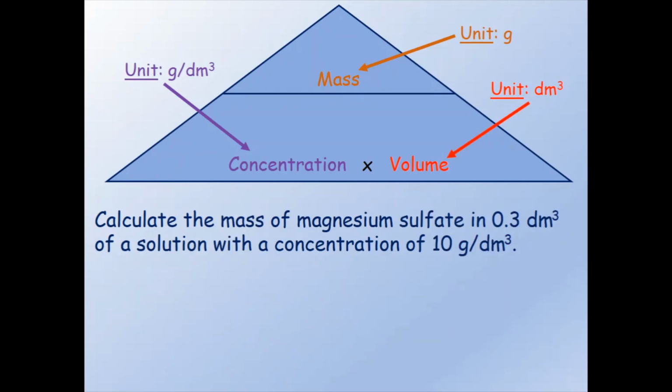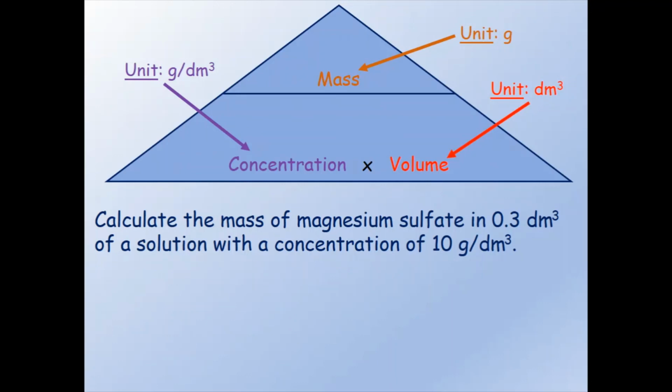Let us look at another example. Calculate the mass of magnesium sulfate in 0.3 decimeter cube of a solution with a concentration of 10 gram per decimeter cube. Now you can pause the video and have a go yourself using the formula triangle to answer this question.